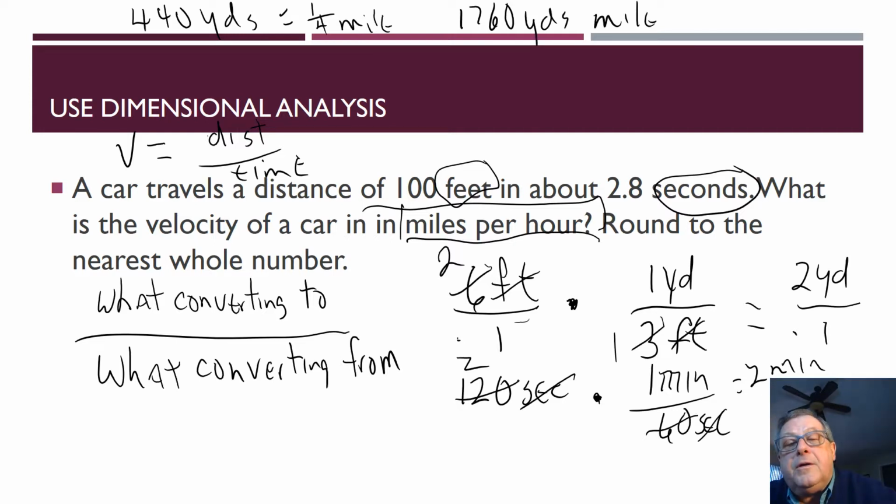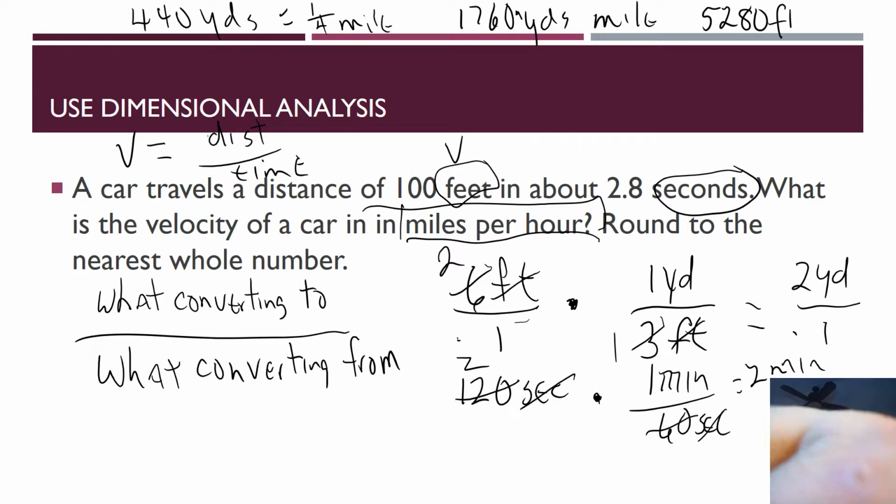But my unit of measurement here that I got to convert is in feet. Well, we already know that there's 3 feet in a yard. So if there's 1,760 yards in a mile, I could take 1,760 times 3, and there are 5,280 feet. That equals 1 mile. All right.